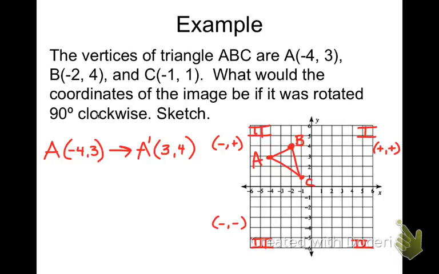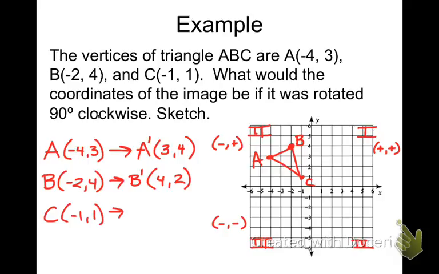So for my B, it is -2, 4. So B prime, I'm flip-flopping the 2 and the 4. And then I'm going to take on the sign of the quadrant that I'm going to fall in, which is going to be positive, positive. C is -1, 1. So C prime, well, 1 and 1 is going to stay 1 and 1 even when you interchange it. But since I'm going to quadrant 1, it's going to go positive, positive.